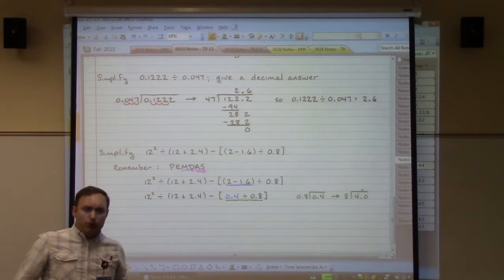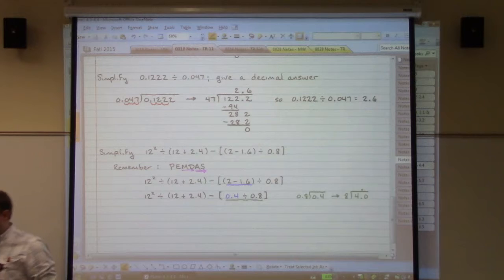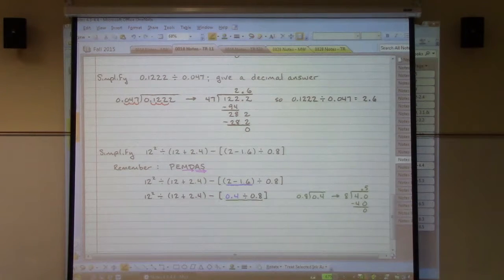How many times does 8 go into 40? Well, it goes in 5 times. So the 5 goes after that decimal point. We get our remainder of 0. So we're done with that and have our answer for that part, 0.5. Recopy all the rest of the work that we have yet to use.